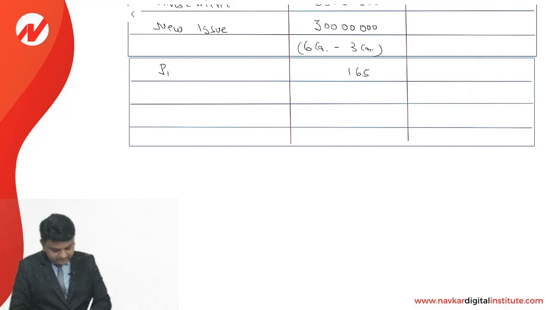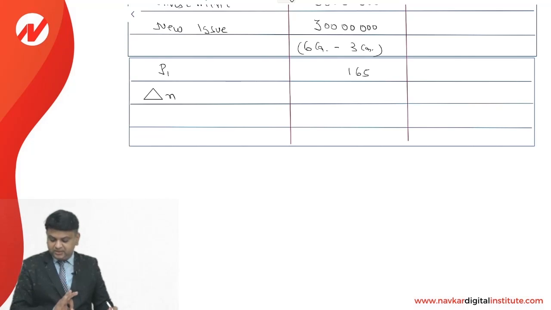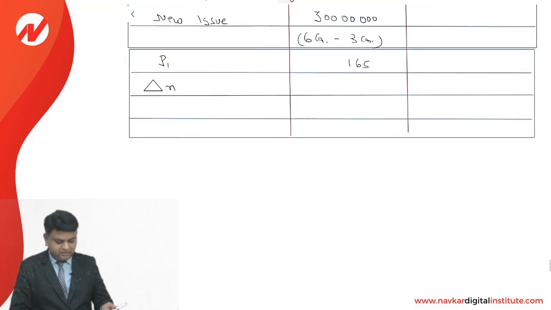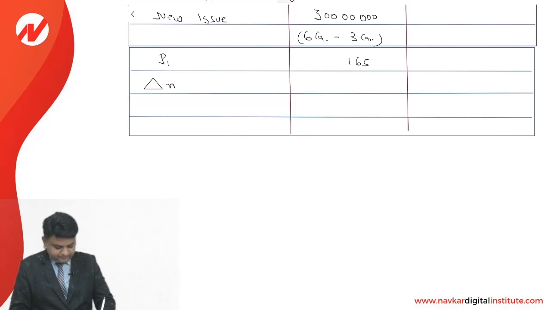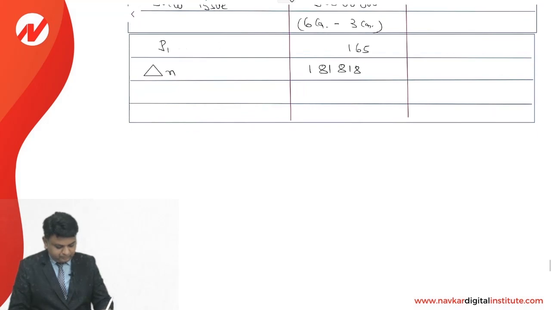So delta N, that is change in the number of shares, is 3 crore divided by 165. That comes to 1,81,818. Fraction we are ignoring. 1,81,818. That is 3 crore divided by 165.